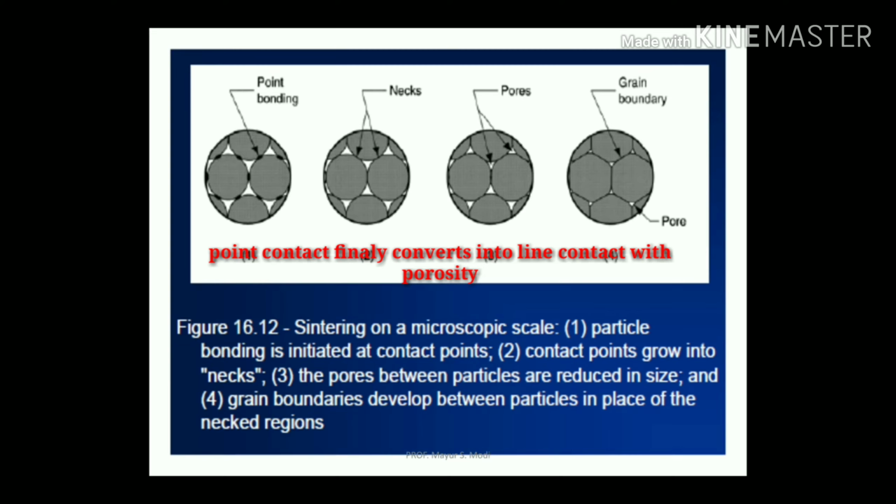So after heating and pressing, that point contact will be converted into the next stage, then it will be porous, and finally it will form grain boundaries and grains, but it will still have some amount of porosity present in the material. So with the application of the powder metallurgy process, the final product will be a porous material, which will have a higher hardness.